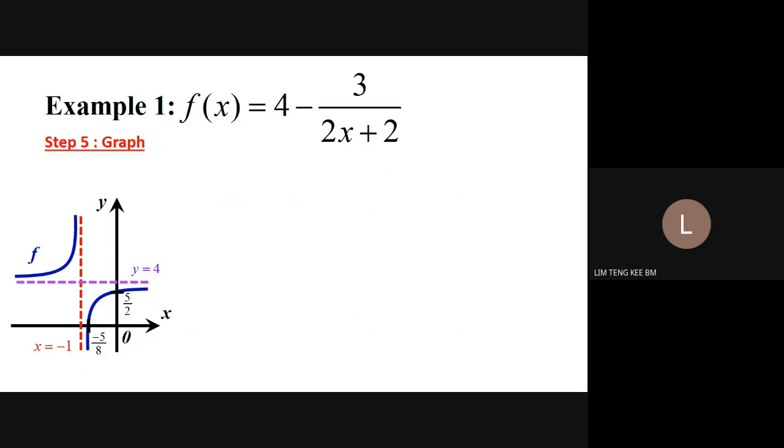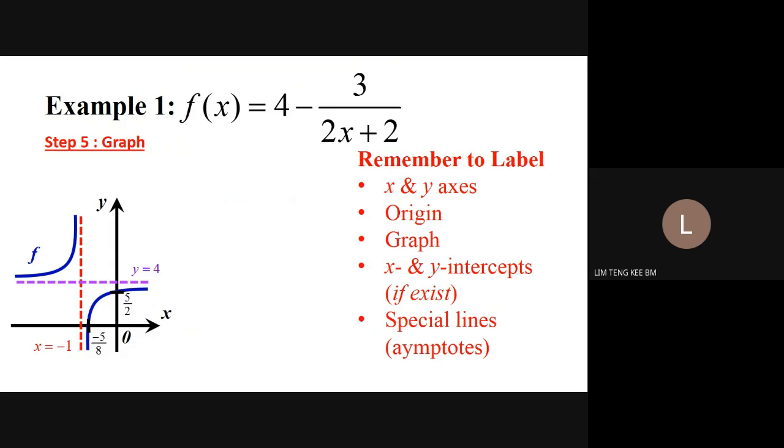After we find the correct position of x and y-intercept, then this time, in step 5, jangan label salah, jangan intersect salah, sudahlah. So we put in all the information, and we have done our graph. Once again, the reminder: make sure you label the x and y-intercept, label the x and y-axis, label the origin, label the graph, and also the special lines here, which are the asymptotes. So horizontal asymptote, y equals to 4. Vertical asymptote, x equals to -1. So therefore, we have completed our graph for this reciprocal function, example 1.